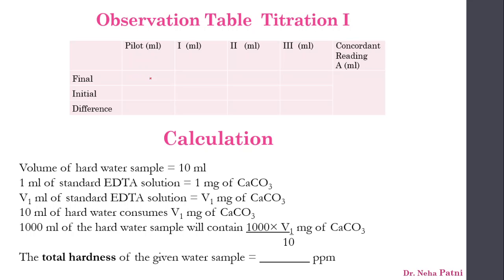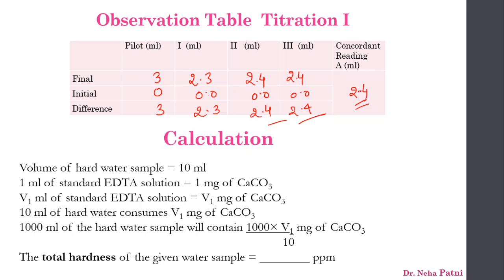Now if it is 2.4, I hope you remember that in pilot you have to round it off to the next integer. Now let's say I give you one more reading like this, 2.3, and let's say you have got this reading again, and then one more time you have got this kind of reading. So obviously when the two consecutive readings are same, you can take it as a concordant reading. Now if you substitute here, you are going to get 240 ppm as the answer.